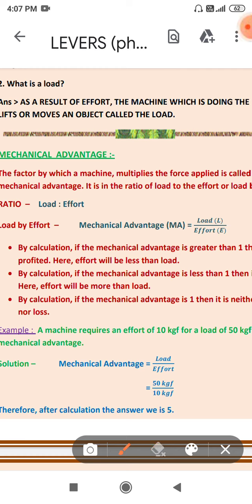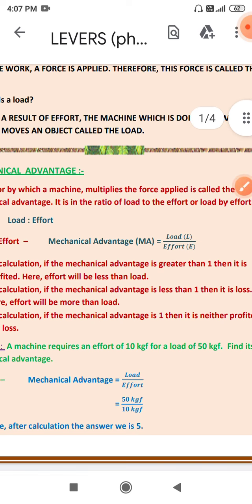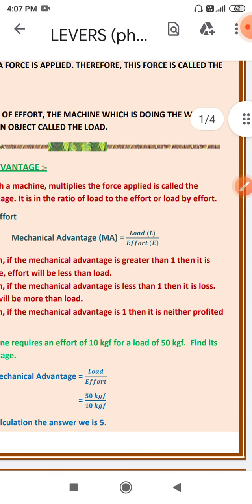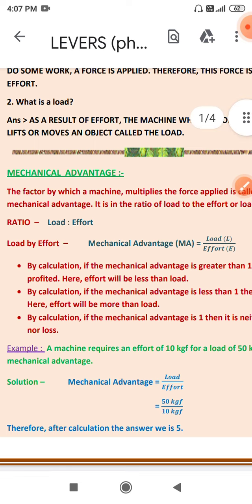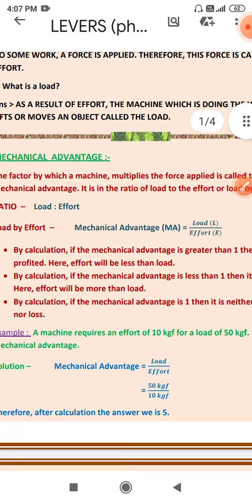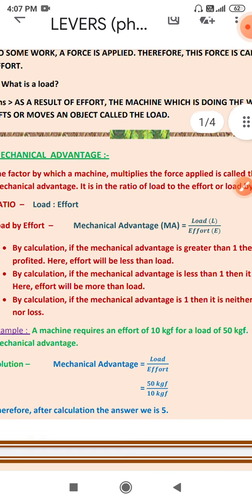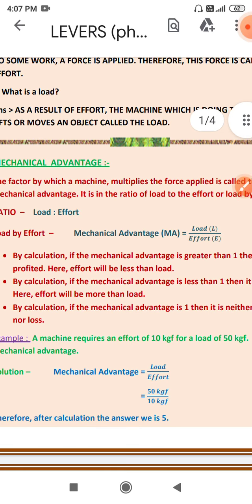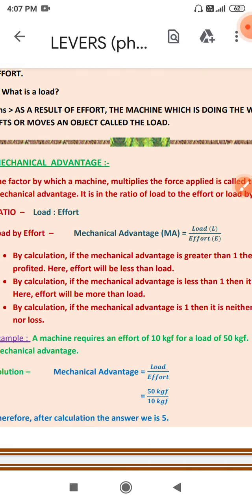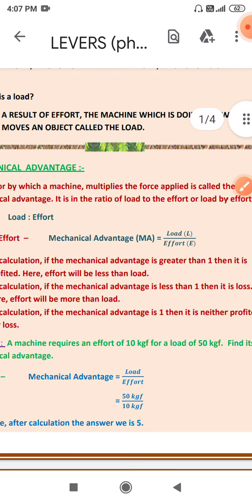Okay, so I'm telling this one, number one. Now by calculation, if the mechanical advantage is greater than 1, then it is profit. Here effort will be less than the load. Now what we can understand from here is, if the mechanical advantage is more than 1, suppose 2, 3, 4 and so on, it's infinite. So if it is greater than 1, then it is our profit.